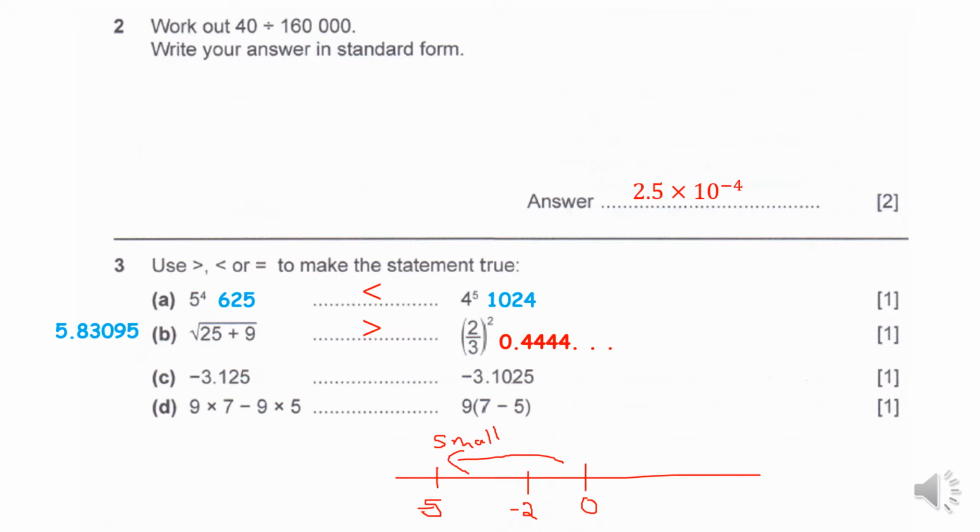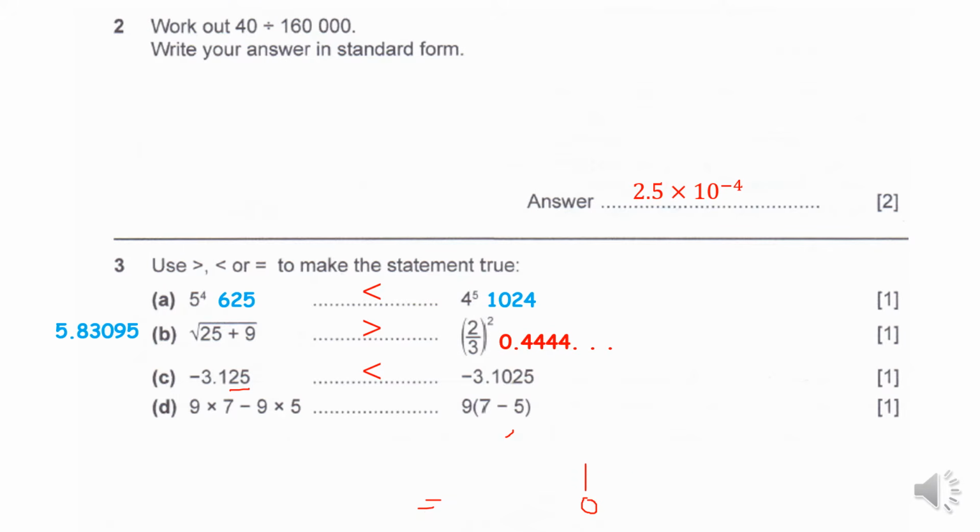Alright, so using that idea, you will see that negative 3.125 is further than negative 3.1025. So this one is closer to 0, while the other one is a bit further from 0. So therefore negative 3.125 is smaller than negative 3.1025. So you have to look at the place value.